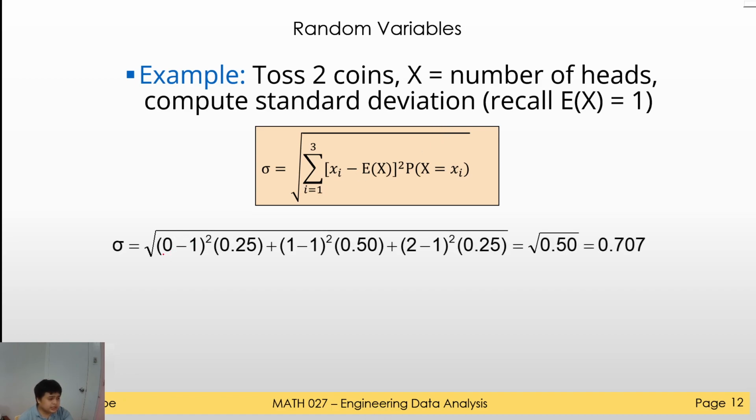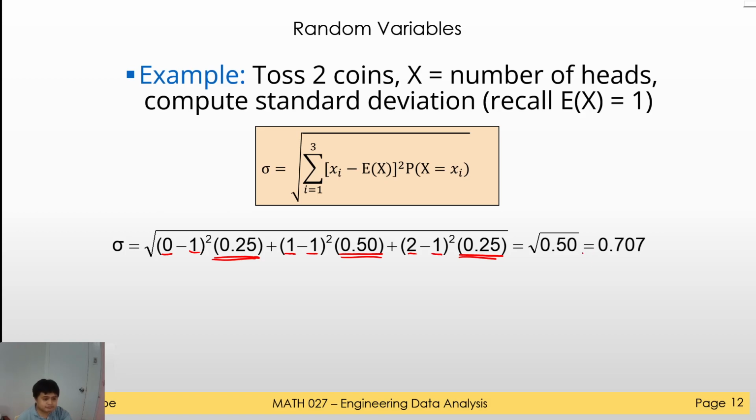We started with 0, 1, and then 2, and then only up to 2, no? And then the expected value is just 1. So 1 for this, 1 for this, 1 for this. And then square that, and then multiply by the respective probability of each random variable. And then find the square root to find the standard deviation. So the answer should be 0.707.